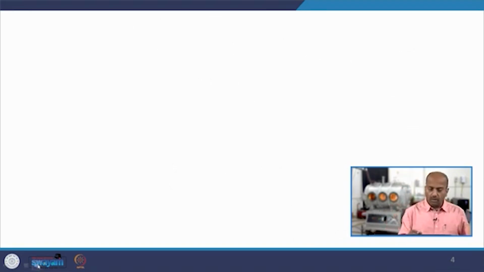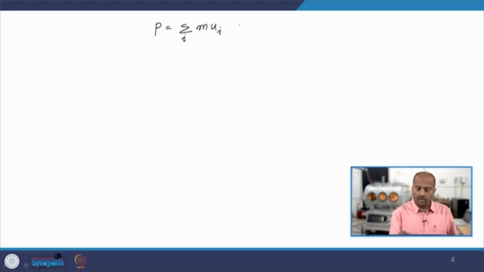So, similarly we can also write the momentum. Momentum P is equal to summation over i of m ui. You say mass is the same for all the particles. It can be written as m delta n v, or m n delta v.